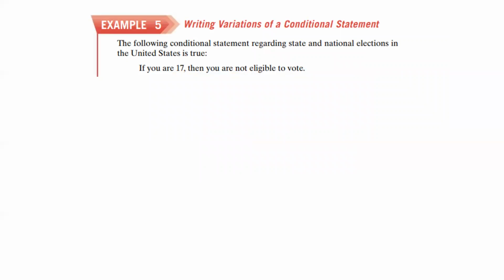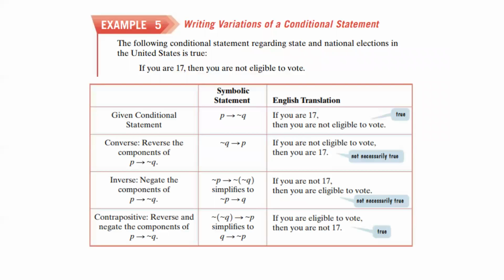So let's see another example of how to write these variations of our conditional statements: our contrapositive, our inverse, and our converse. We have a statement here, similar to the BMW example. If you are 17, then you are not eligible to vote. Let's say my P is that you are 17, and my Q is that you are eligible to vote. My conditional statement would be P implies tilde Q, or if P, then tilde Q. Again, we have the English translation here: if you are 17, then you are not eligible to vote.